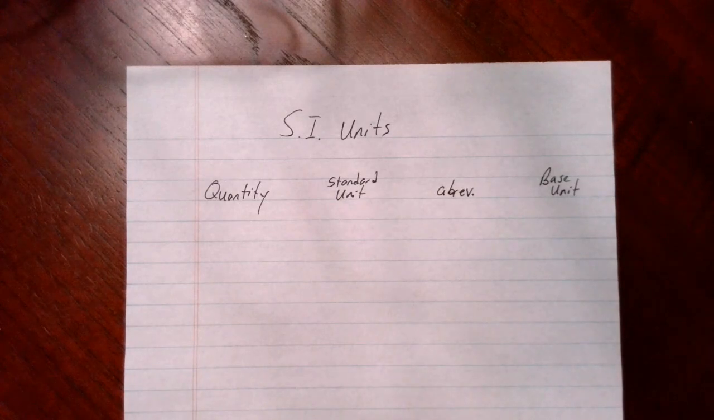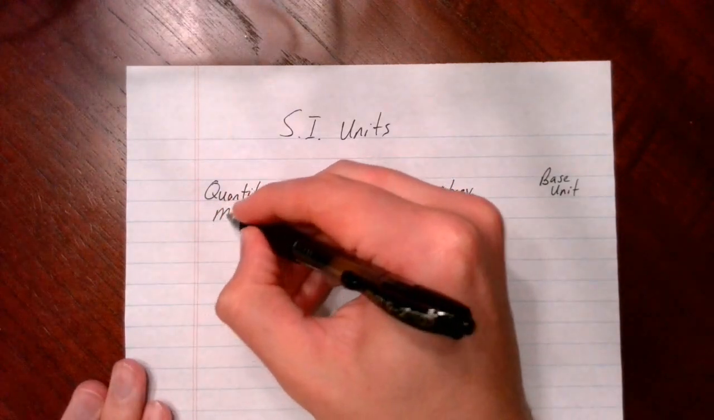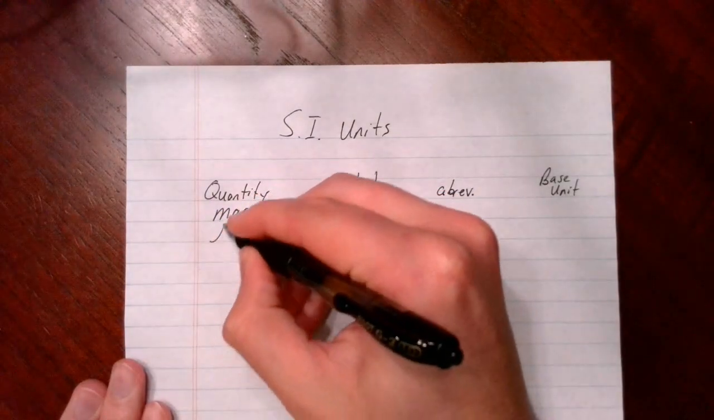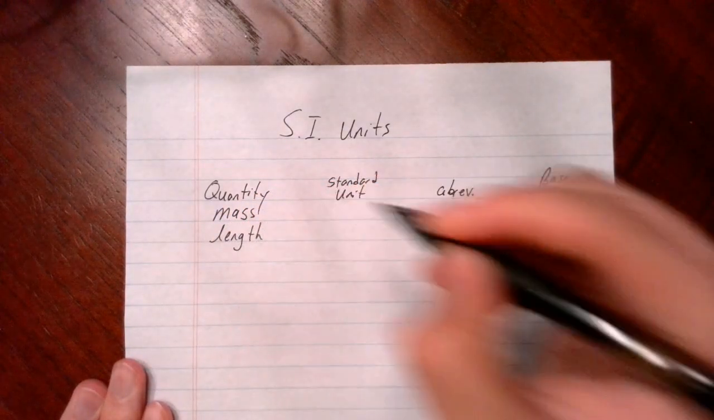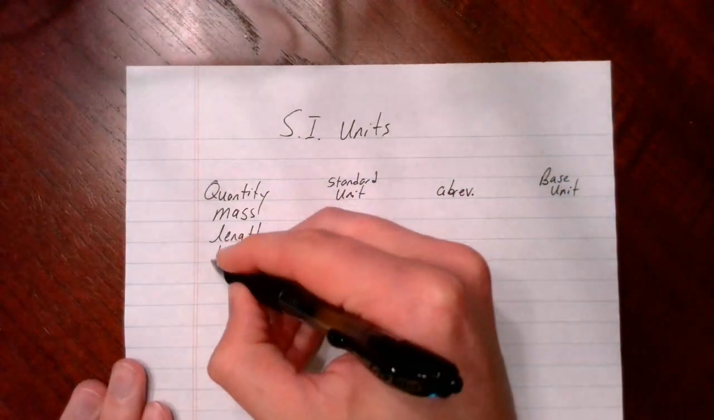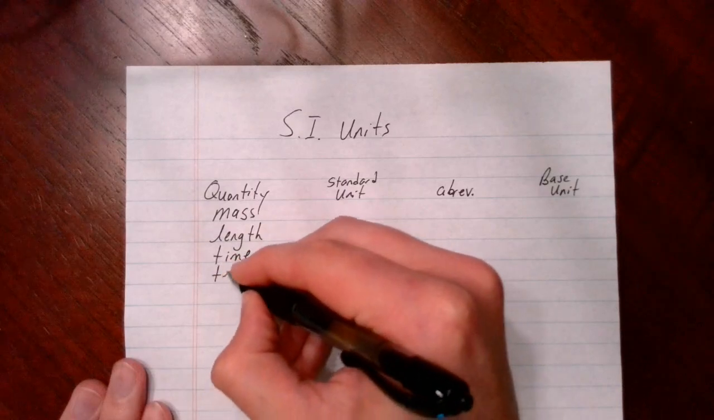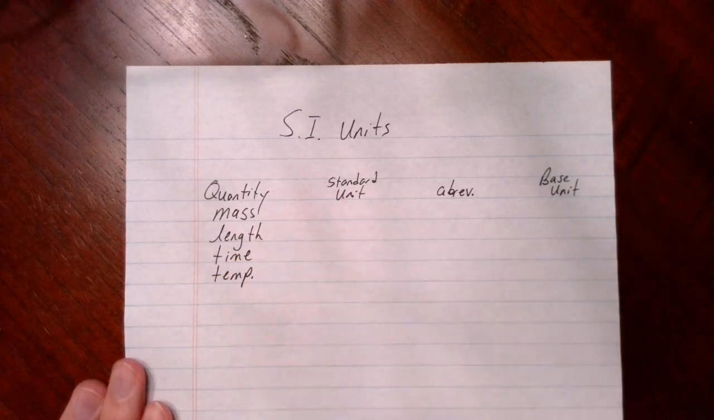So go ahead and think about what are some of the things that we measure. Try and list out as many of the 7 as you can. Pause the video and take a second and see if you can list some of the things that we measure quite often. Okay, so hopefully you came up with mass. We measure mass quite often. Length. We measure length. We measure time. We measure temperature. And we measure amount.